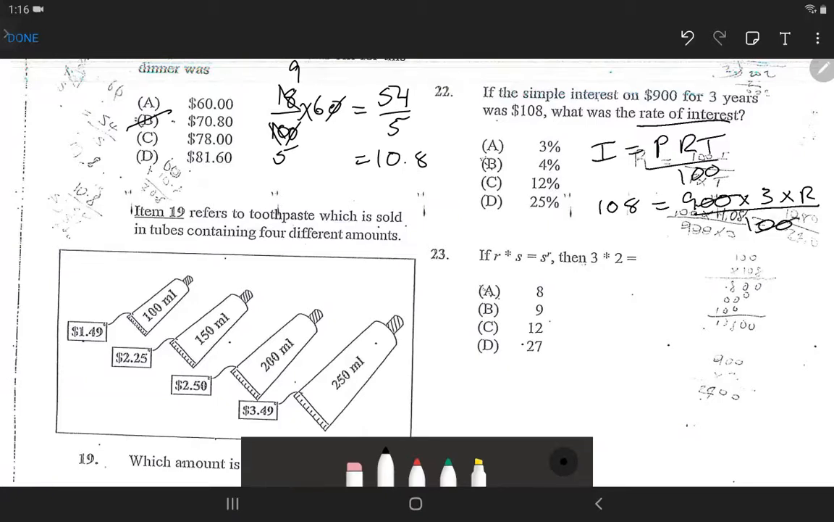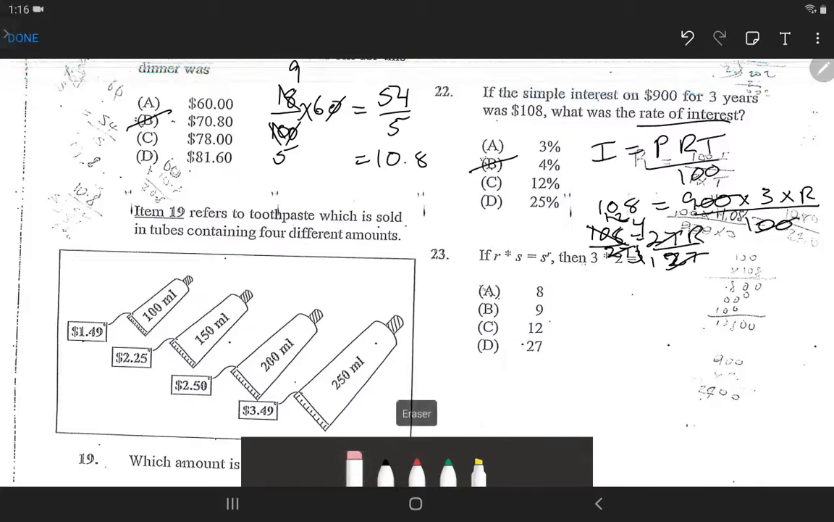Cancel down a few things. So we have 9 threes, 27. So we have 108 is equal to 27R. Divide both sides by 27. And we can first divide this by 9. So 9 into 27 is 3. 9 into that, it is 12. And 3 into 3, 1. 3 into 12 is 4. So it's a 4% interest rate.